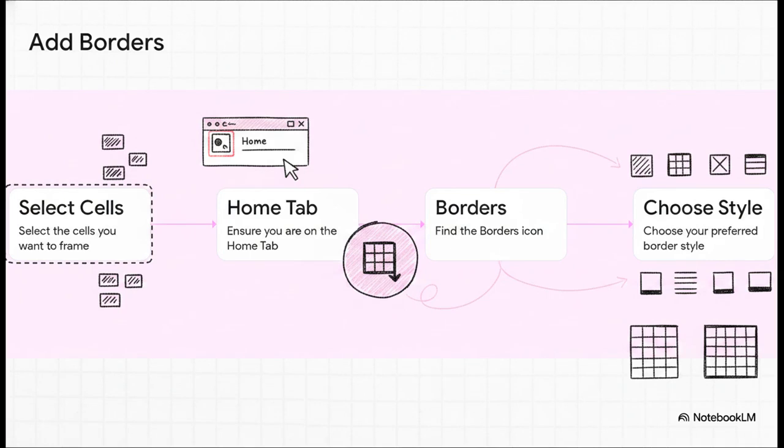Now, to really lock in that structured, professional look, you need borders. Without them, your data can kind of feel like it's just floating in space. Here's exactly how you do it. First, use your mouse to select the cells you want to frame.